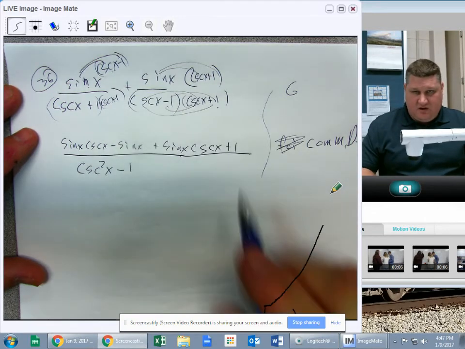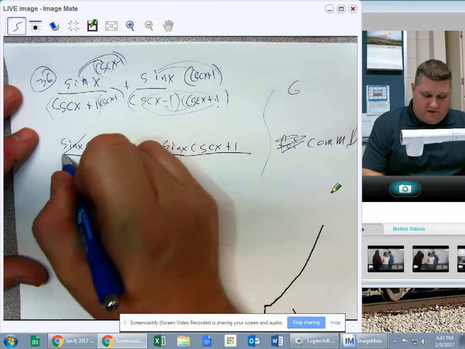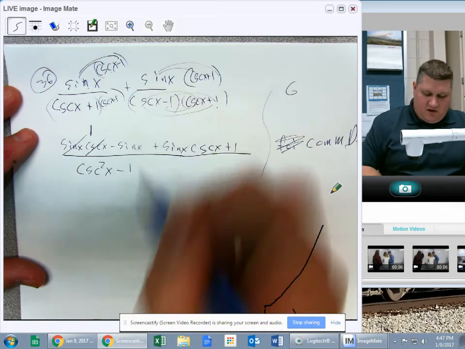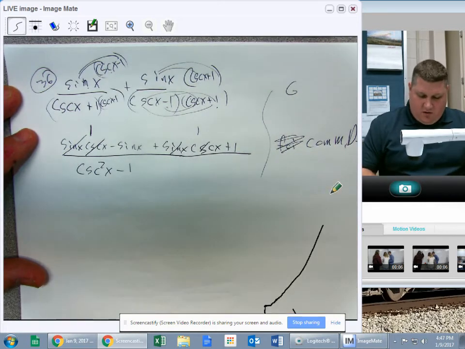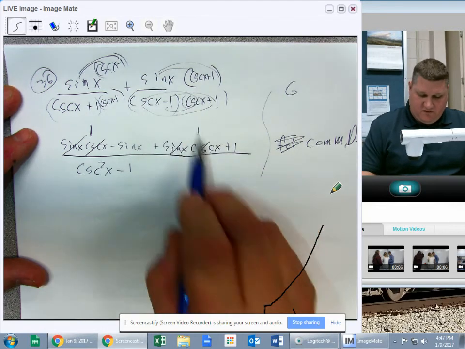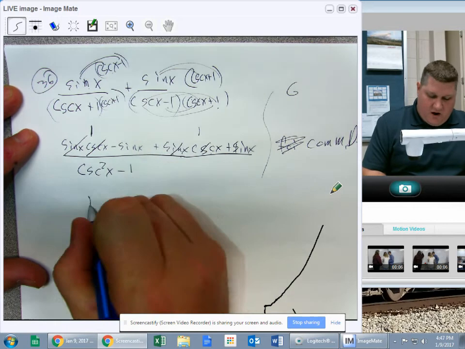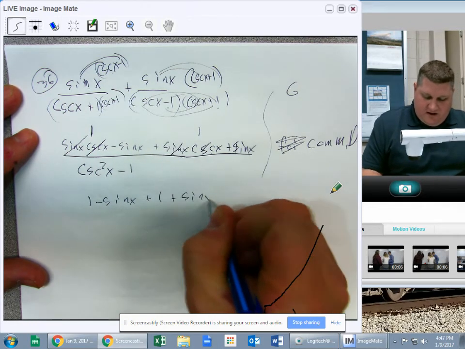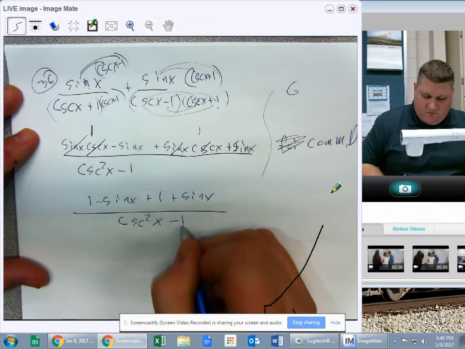Now, in this case, take a look up at the top. You have sine and cosecant. What happens to sine and cosecant? Well, they're reciprocals of one another. So that's going to turn into 1. And that's going to turn into 1. And so, uh-oh, I have a problem. I'm sure some of you have already seen it. Sine times cosecant is 1. Sine times sine is sine squared x. So I'm left with 1 minus sine x plus 1 plus sine x all over cosecant squared x minus 1.